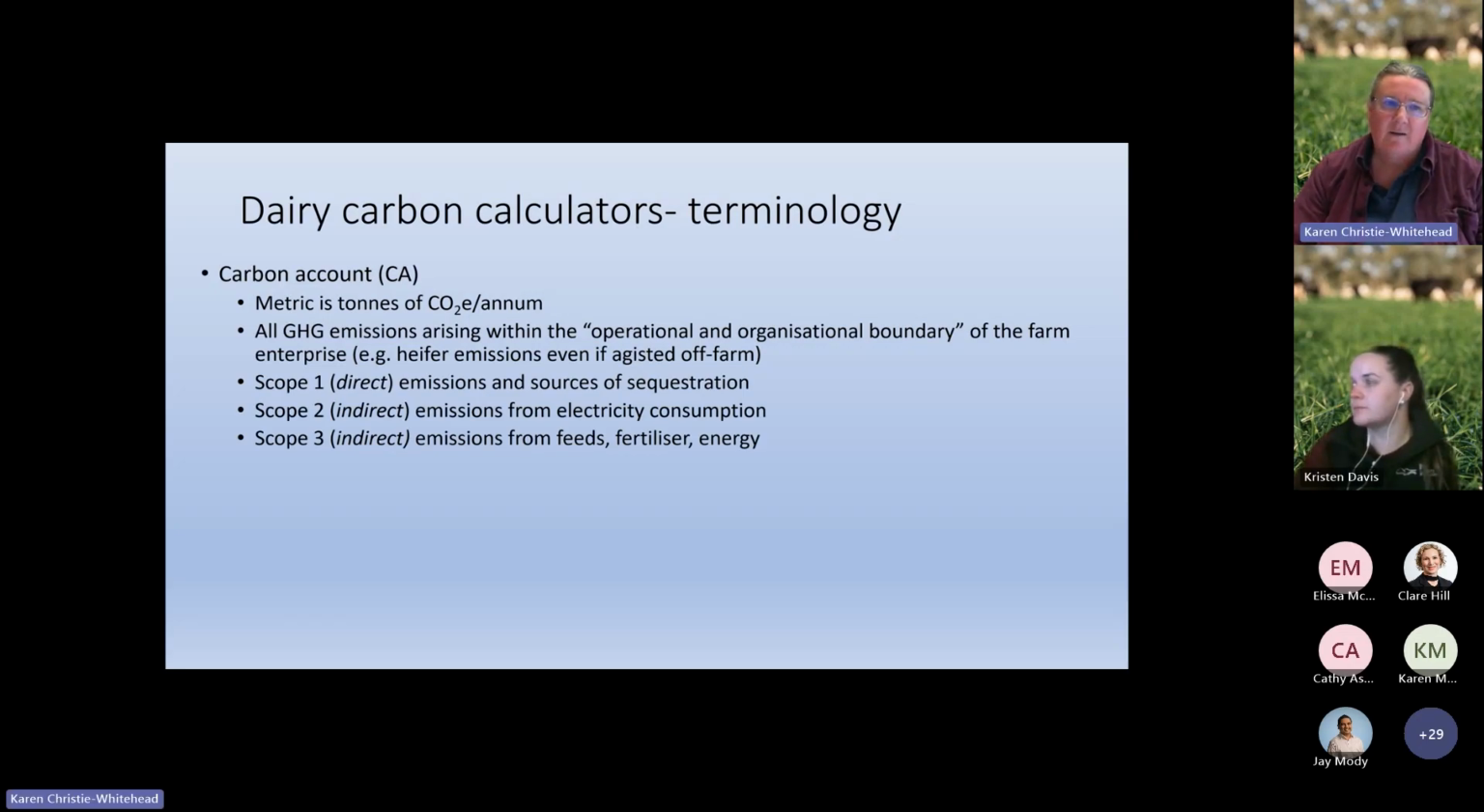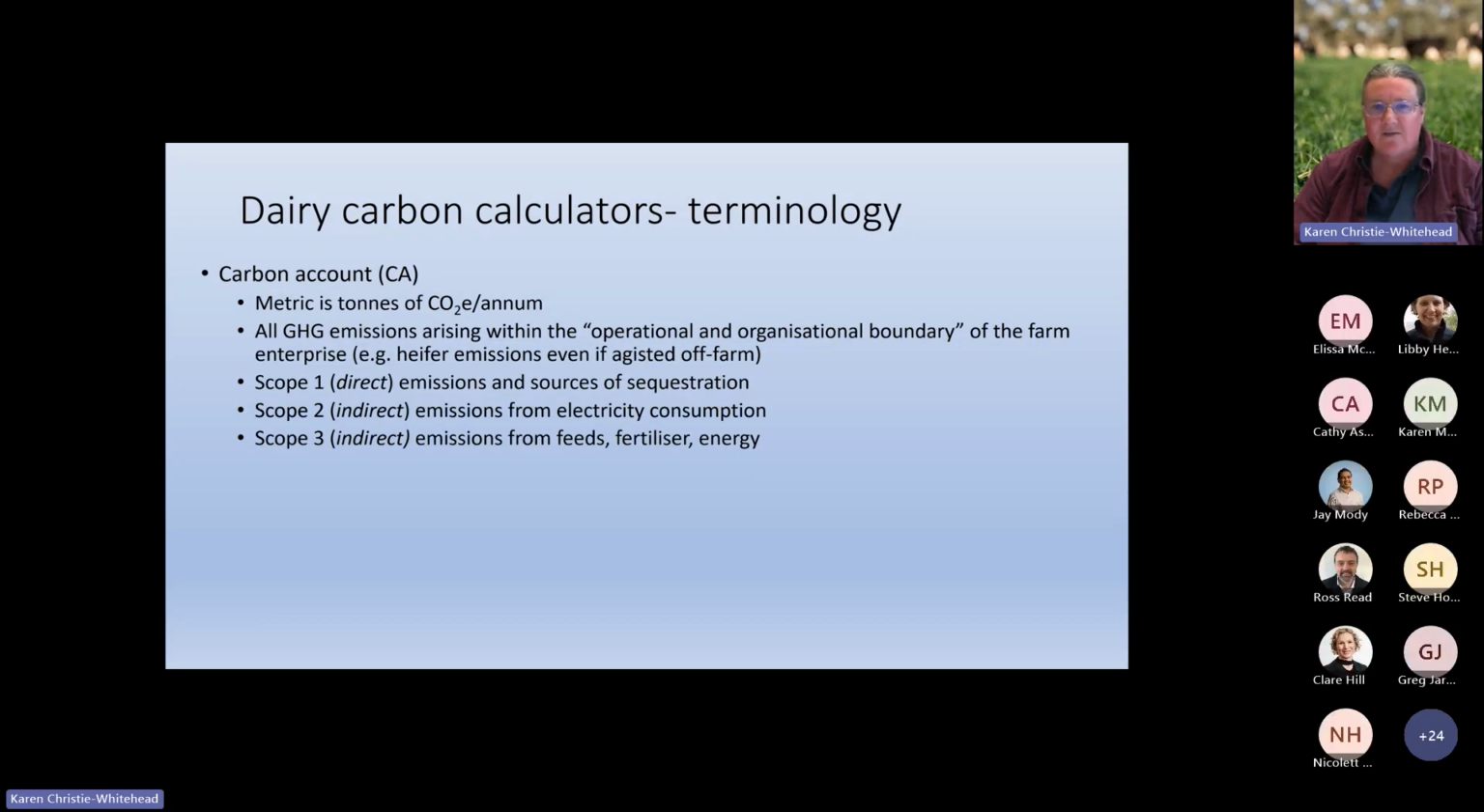Within those total emissions, we have 3 scopes. Scope 1 is your direct emissions, so there are direct sources of emissions and sources of sequestration on farm. They're things that farmers have direct control over, like enteric methane, because depending on how many cows you milk will determine how much your enteric methane is. Scope 2 are considered indirect emissions from electricity consumption. So you still have a choice in this matter. In some respects, you can choose to put solar panels on your dairy shed and generate some electricity on farm versus taking electricity from the grid.